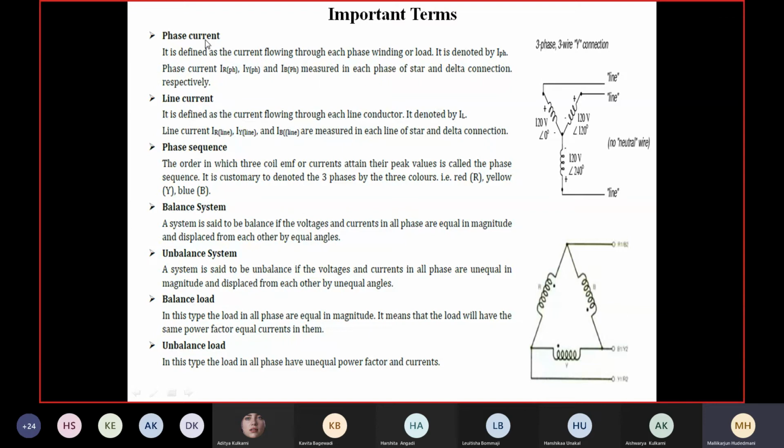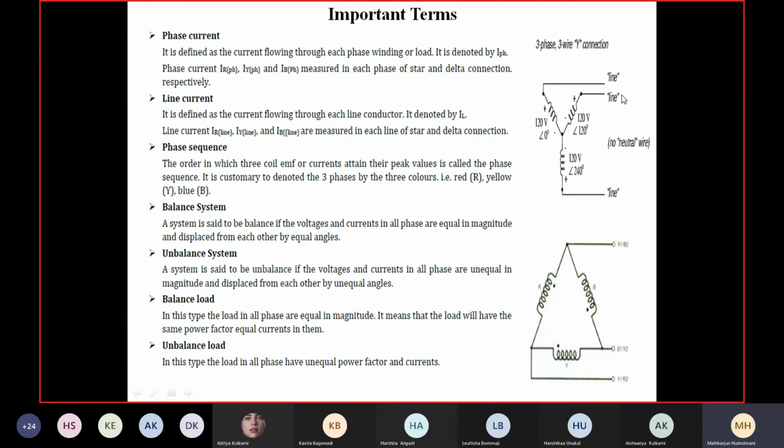Therefore, the other current I can tell is line current. Line current is defined as the current flowing through each line conductor. You can see here line 1, line 2, line 3. Whatever is the current entering here or leaving here is called line current. It is denoted as IL, and the phase current as IPH. From an engineering perspective, whatever is entering here, the same current enters here also, or whatever is leaving here, the same current exits here.